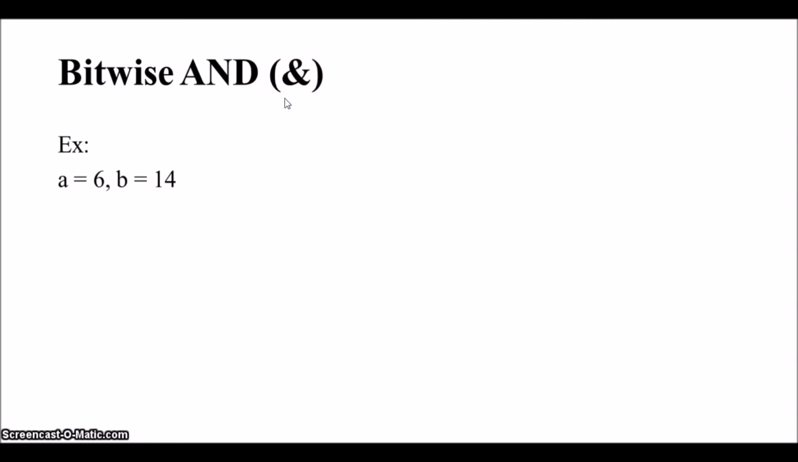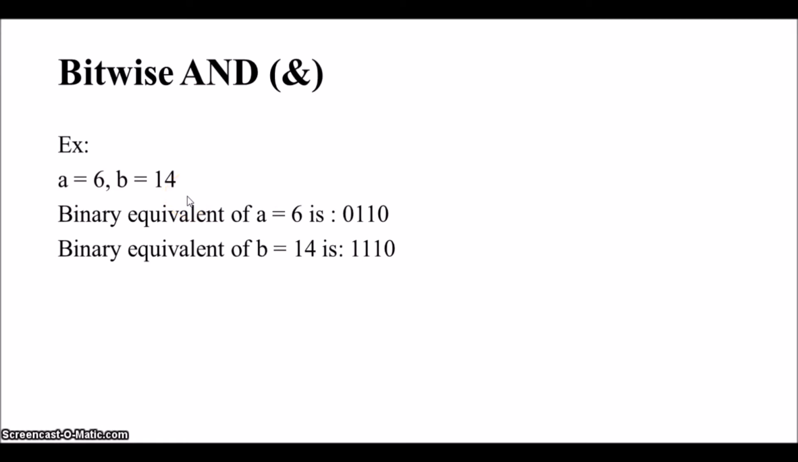As already seen in the truth table, the result of bitwise AND operation is 1 when both the bits have the value 1, otherwise the result is 0. That is, if any one of the bits is 0, the bitwise AND operator results into 0. Let's take one example where A is equal to 6 and B is equal to 14. The binary equivalent of 6 is 0, 1, 1, 0 and the binary equivalent of 14 is 1, 1, 1, 0.